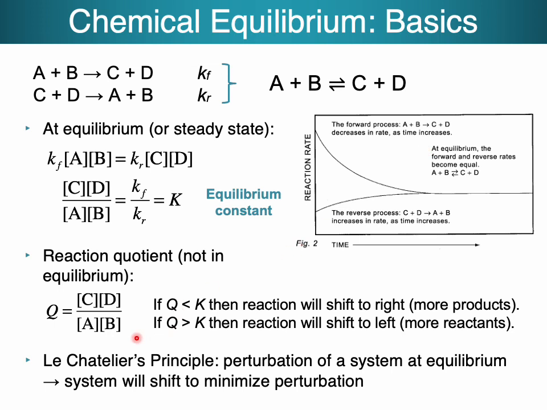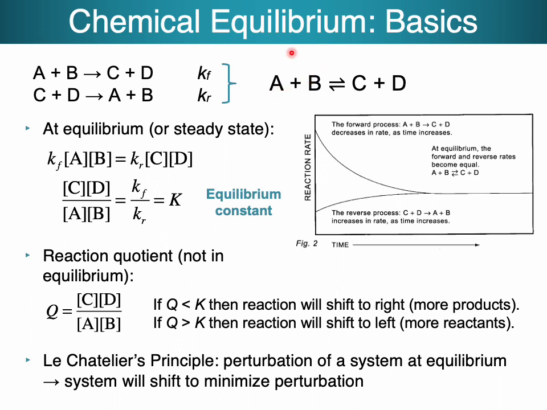An important concept to note about chemical equilibrium is the Le Chatelier principle, which states that perturbation of a system at equilibrium would cause the system to shift to minimize the perturbation. So if you do something to a system at equilibrium, then the system would want to respond in a way to minimize that perturbation. For instance, very simply, let's say a system is at equilibrium, okay? If suddenly you add more A to the system, all right? Then the system would like to respond in a way that minimizes the addition of A.